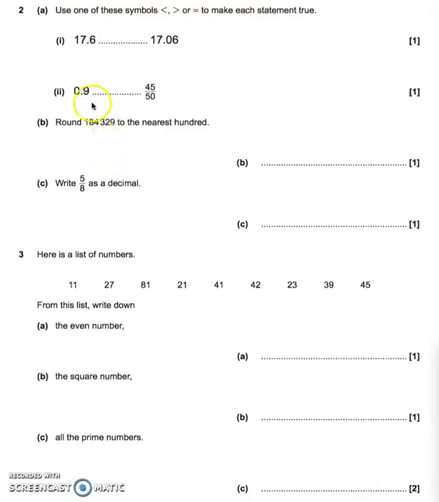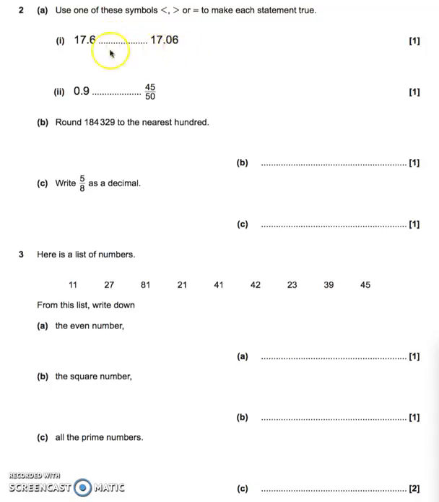Question number 2A, we're asked to use one of the three symbols, less than, more than, or equal to, to make each statement true. We've got two statements to make true. We've got the number 17.6, and we've got to decide whether it's bigger, smaller, or the same as 17.06.